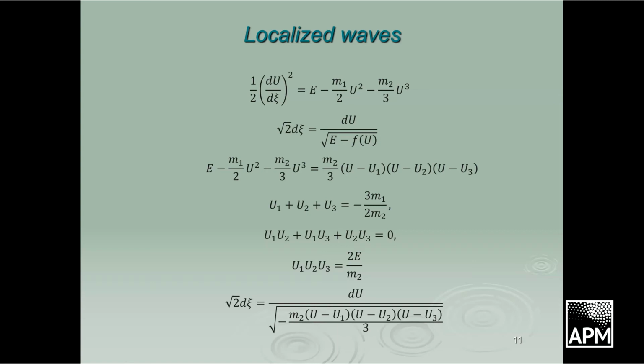Let us note that this equation allows the separation of variables. So we can rewrite it in the following form. Let us further suppose that the expression under the square root has three real roots, so that it can be expressed in the following form, where the roots have the following connection between each other. After that, the equation can be written in the following form.